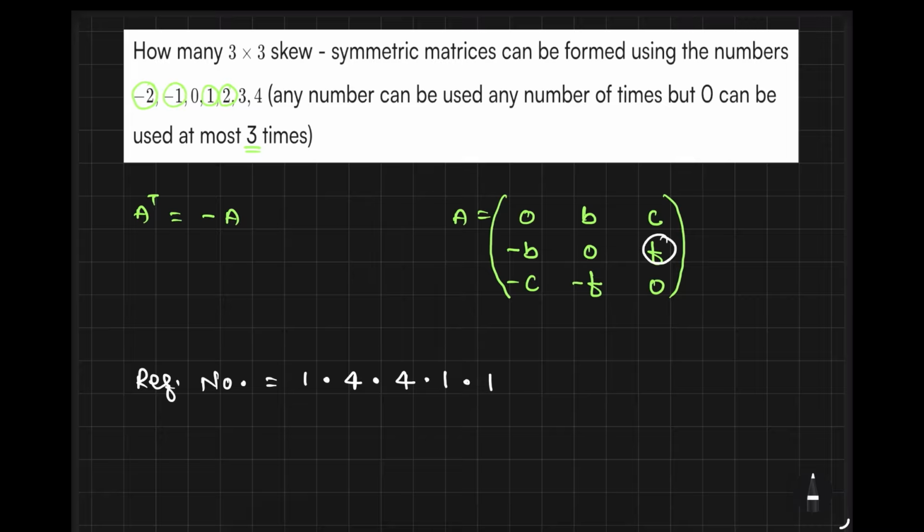In this place again you have four choices. In this place one choice. In this place one choice. In this place only one choice, that is 0. So it is 64. Okay, so the total number of matrices that is possible is 64.